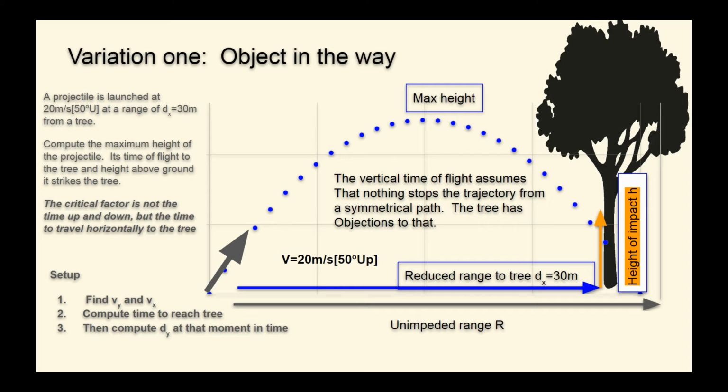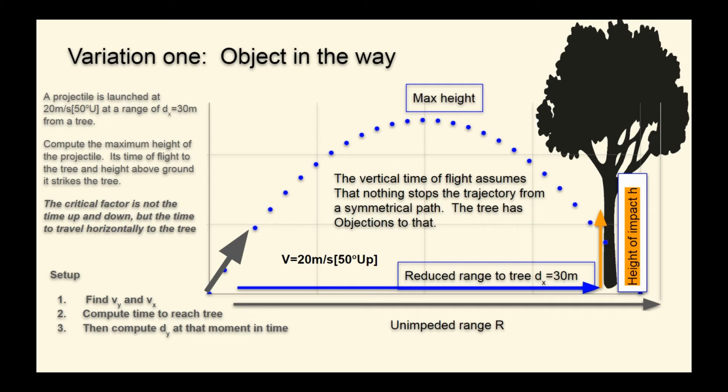This is a very common one. Something is in the way. You're shooting a projectile and there's an object in the way, and that prevents you from getting all the way to a 0 altitude again, and you're now hitting the tree or the object at some height above the ground. So the unimpeded range, the full range, has been reduced to some shorter range. So I'm going to invent two numbers, 20 meters a second at 50 degrees up, and the tree is at a distance of 30 meters. We're going to call that dx.